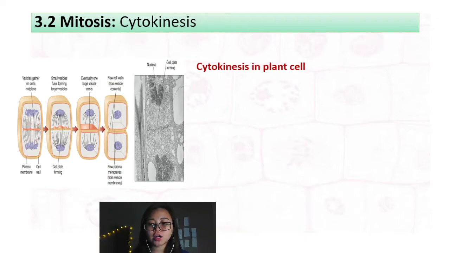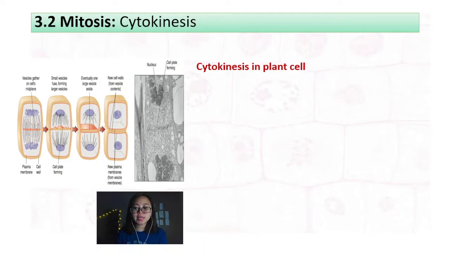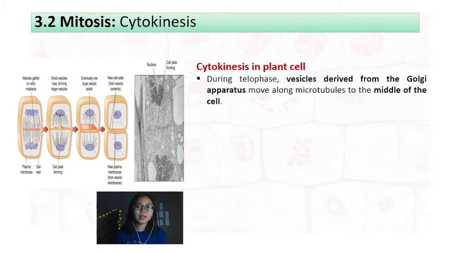Okay, so let's talk about the cytokinesis in plant cell. This is what cytokinesis looks like in plant cell. Remember just now I told you that it had the cell plate. So let's look at that. During telophase, vesicles derived from the Golgi apparatus move along microtubules to the middle of the cell.